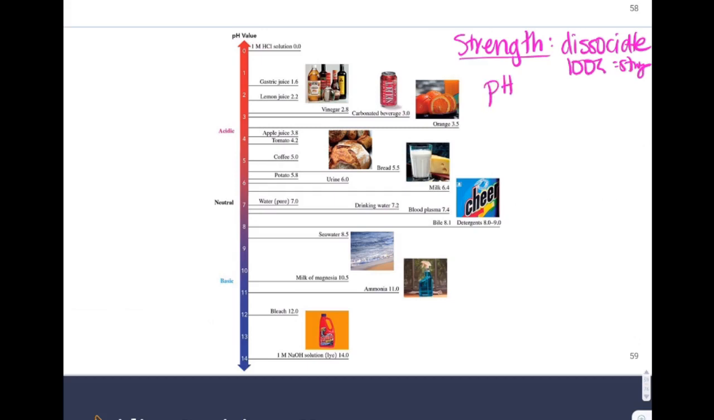pH talks about the concentration of hydronium. And so it doesn't really have anything to do with how much it breaks down. It has to do with how much is there in the first place. So be careful thinking that low pH means that it's a strong acid. That's not necessarily true. Strong only has to do with how well it breaks down.